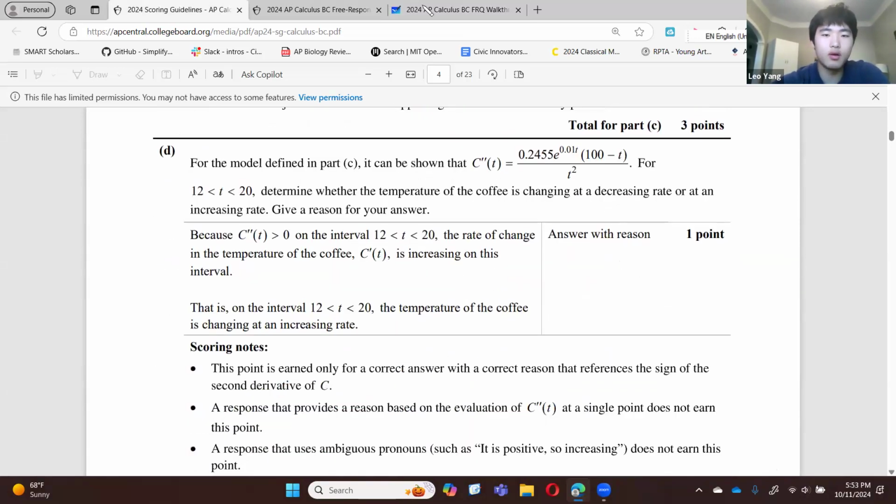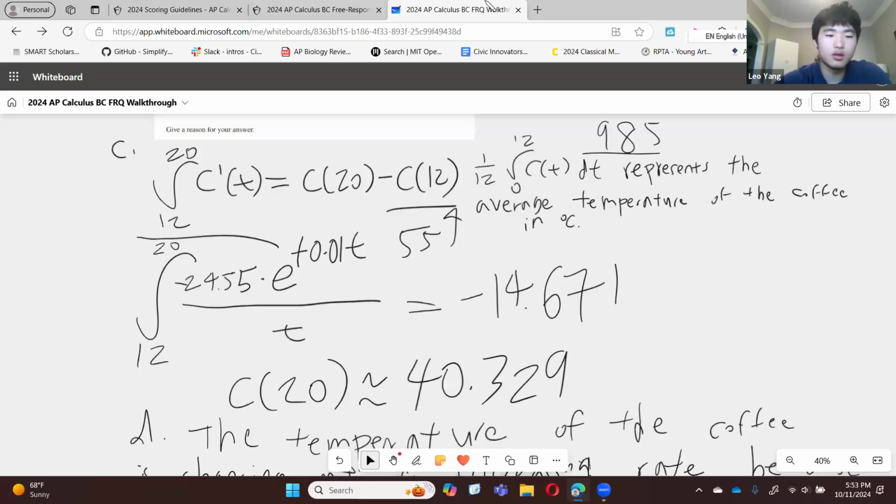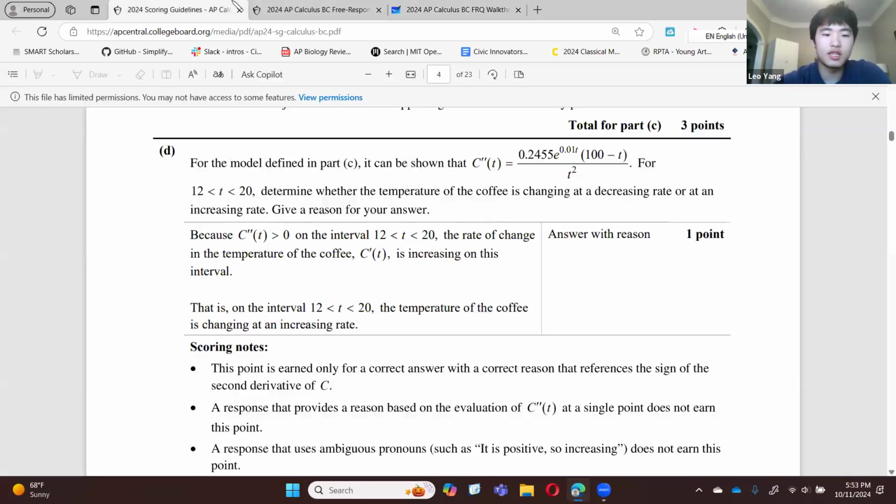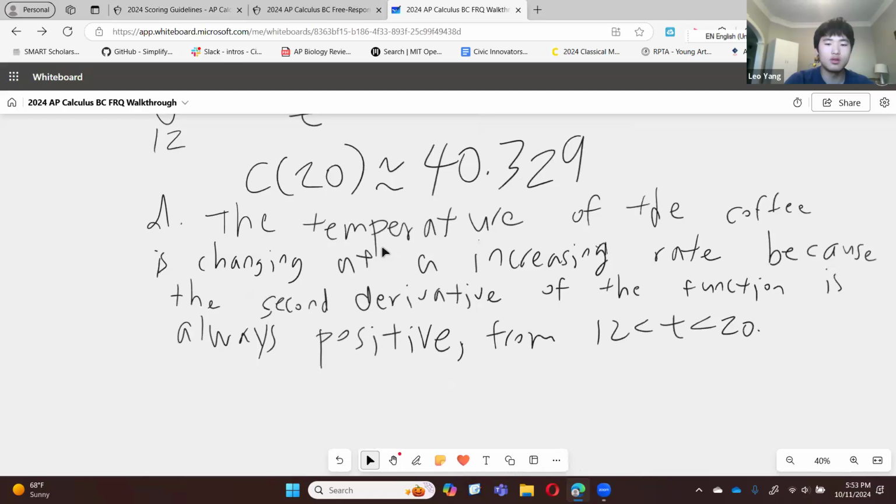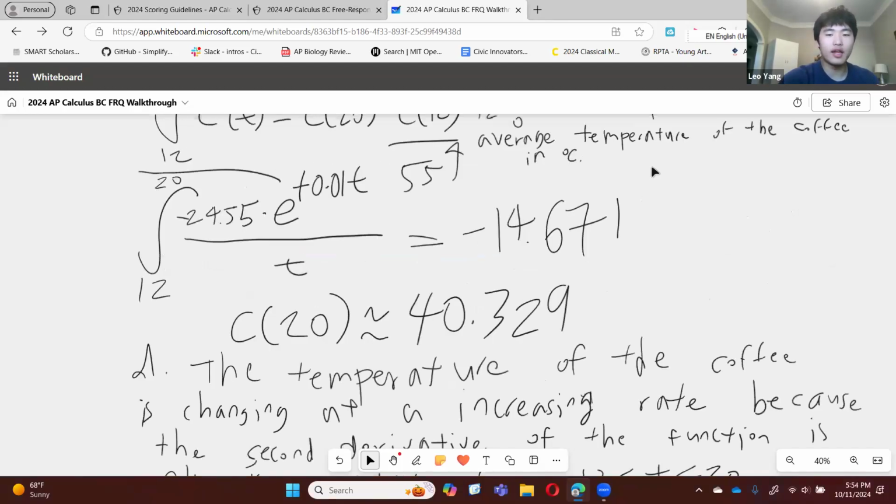Part D, I get 1 point for the answer with reason. Because it's positive, it's increasing on the interval. That's right. Then we got the answer as well. So overall, I got 9 out of 9 points on this FRQ.